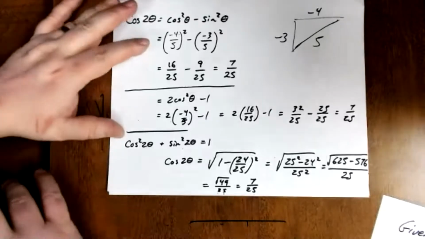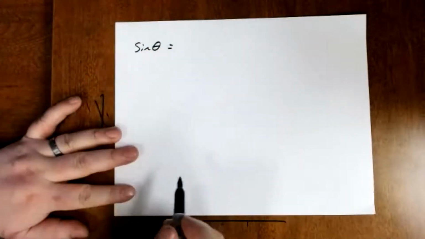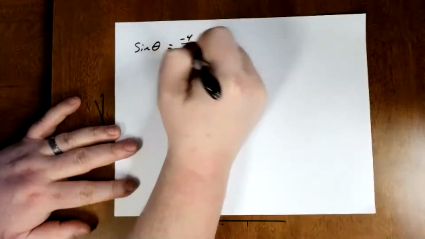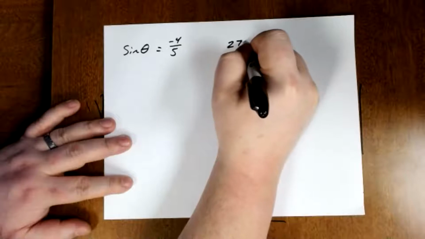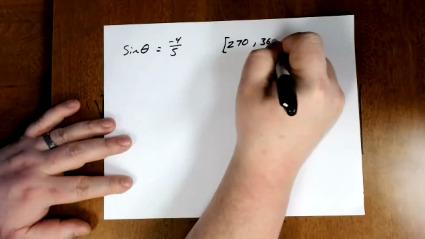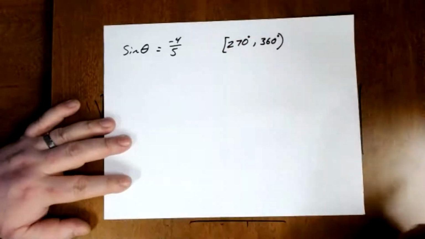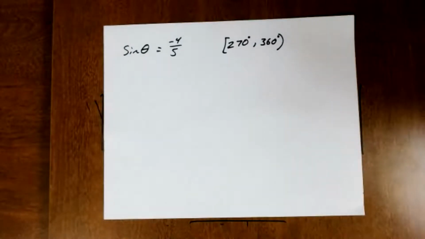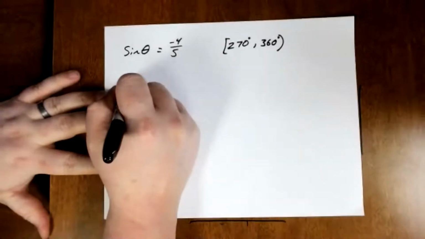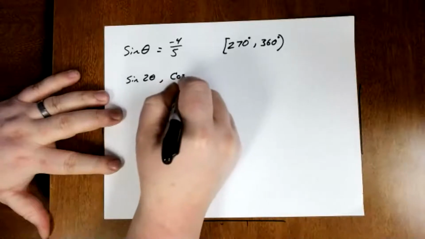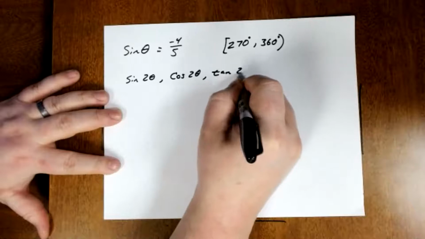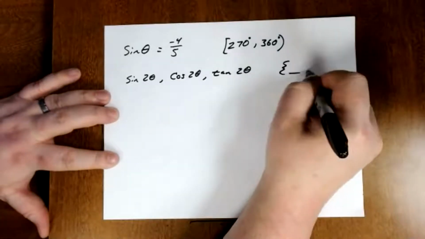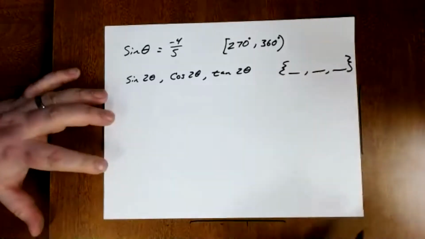Yeah, sign errors will kill you. Okay. I'll give you one, and I'm not going to help you. The sine of theta is -4/5, and I have the following information. You are in that interval. Find me the sine of 2 theta, the cosine of 2 theta, and the tangent of 2 theta. Put your answer in braces with commas. Put all three in the chat at one time, please.